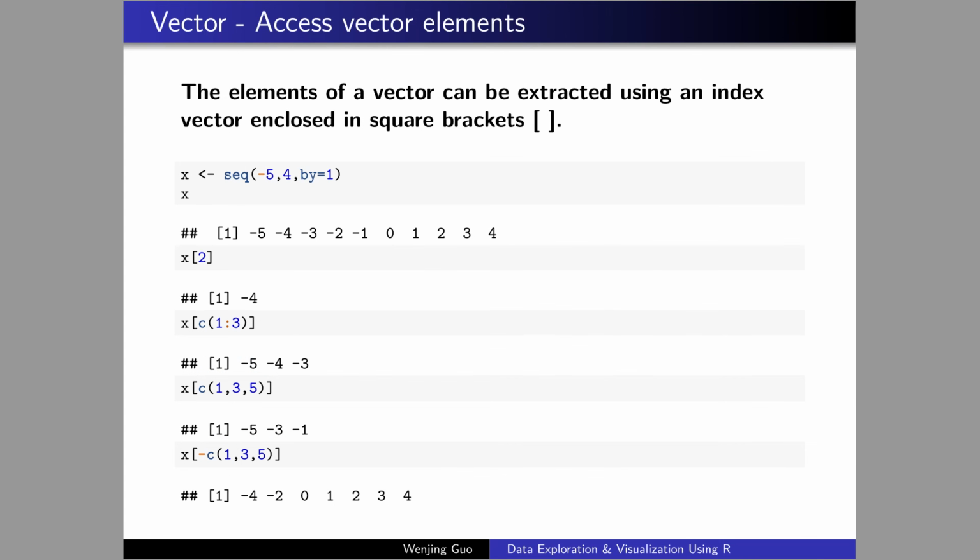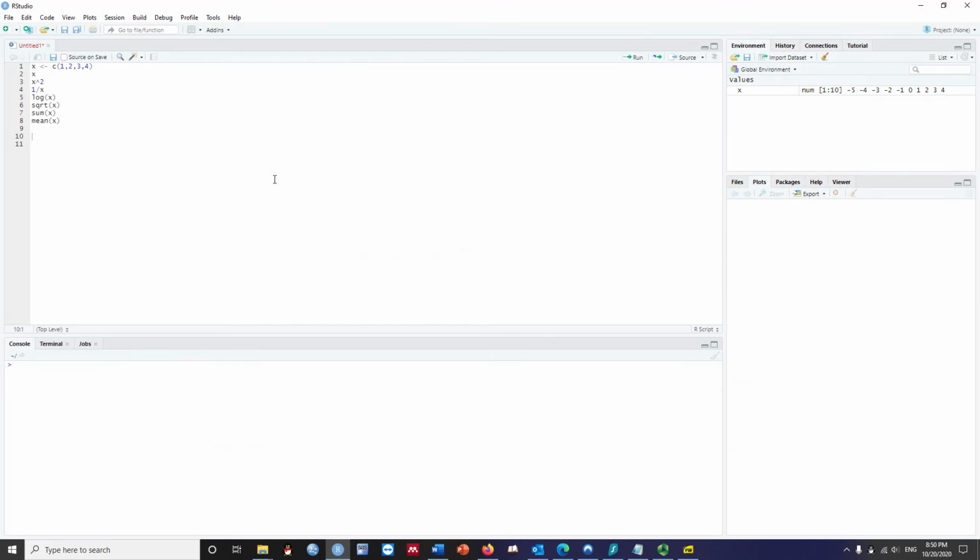Now let's see how to access the vector elements. We can use square brackets to extract vector elements. This is the vector x. It's a sequence from -5 to 4. The increment is 1. If we would like to extract the second element of the vector x, we can use x square bracket 2 square bracket. Now let's go to RStudio to see how to type this R command.